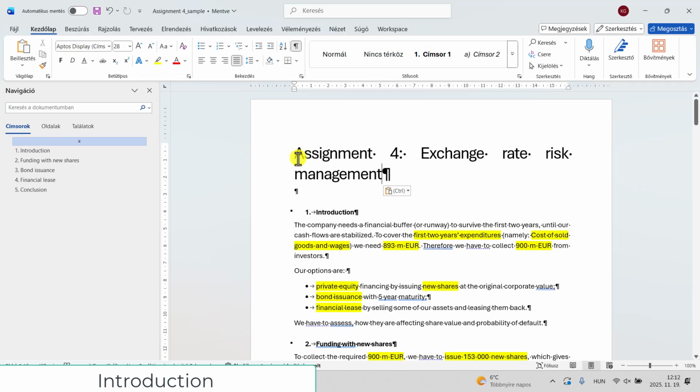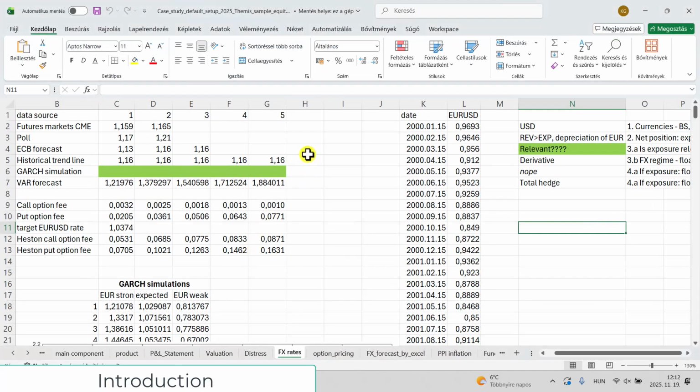At least we should finish, or we should compile, most of the exchange rate risk management assignment, at least the sample for that one, because this is what we have already from last week and from the lecture.